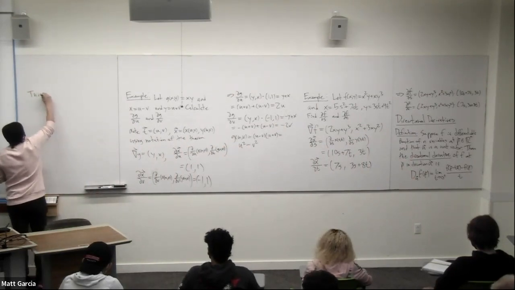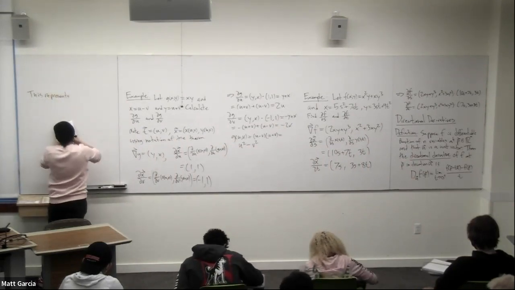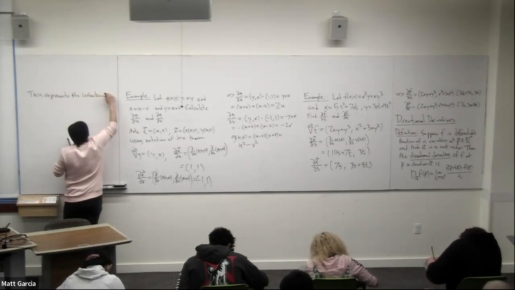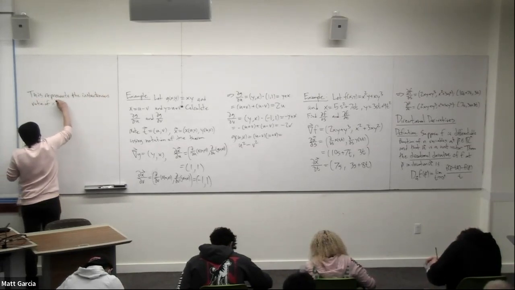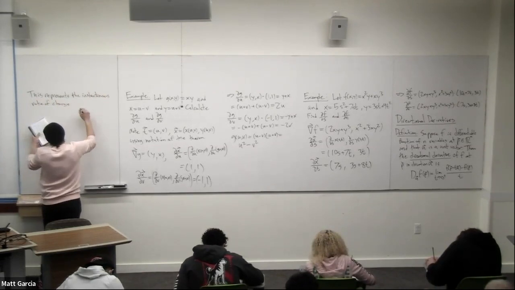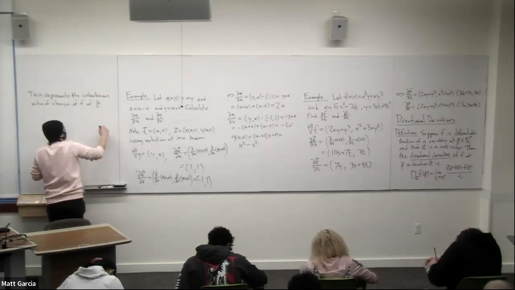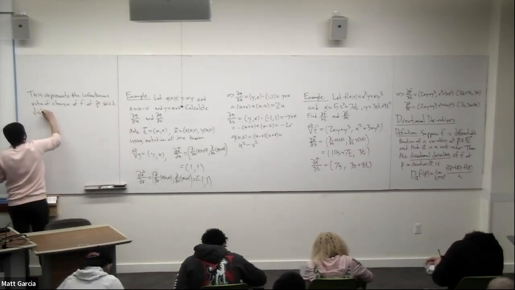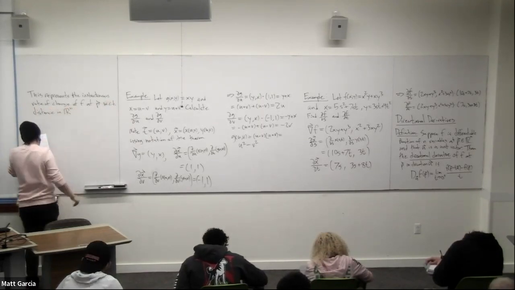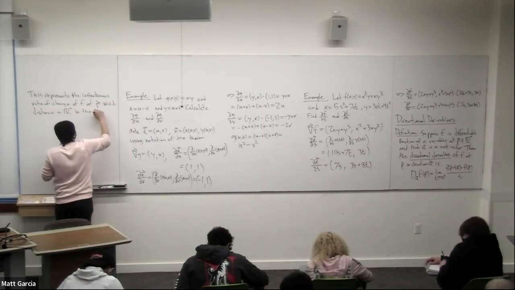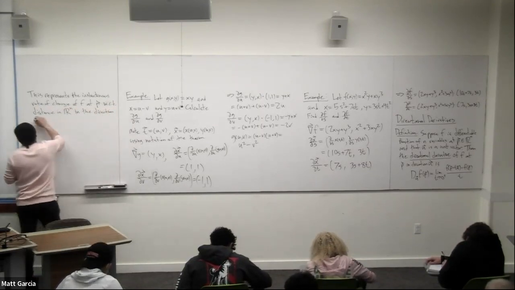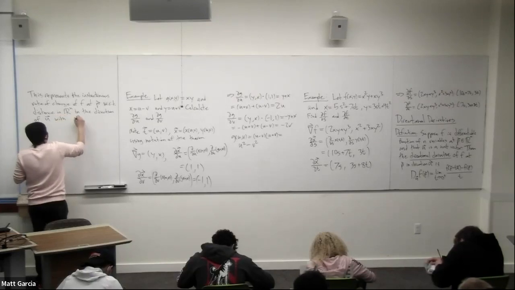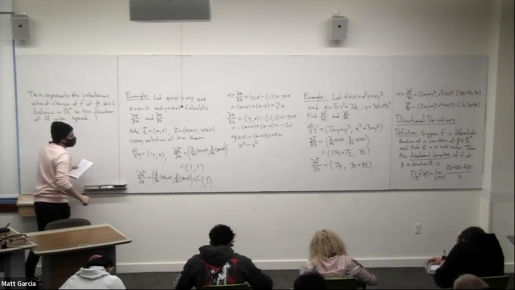Okay, so let's record that. This represents the instantaneous rate of change of f at p, with respect to distance in Rn in the direction of u, with speed 1. What do I mean by that?